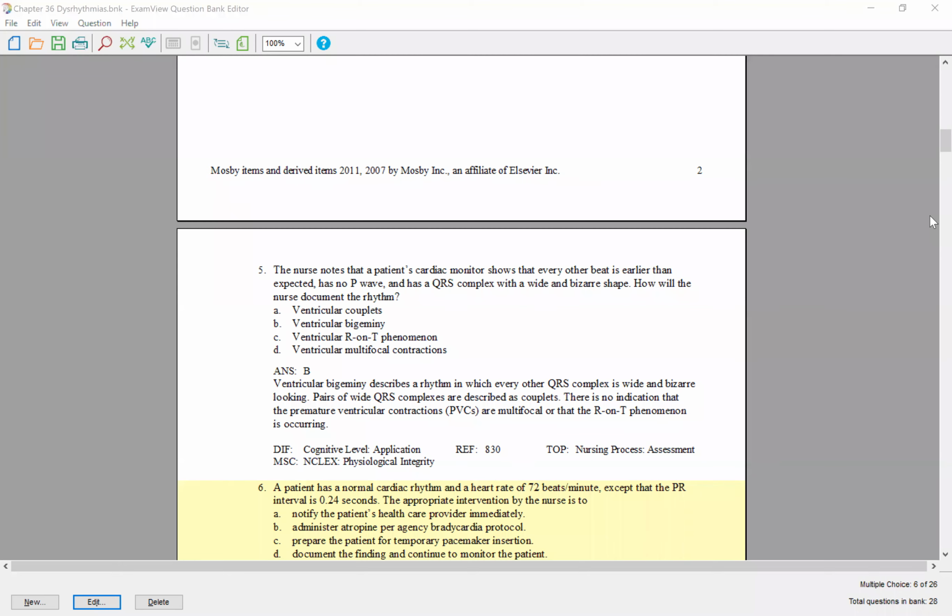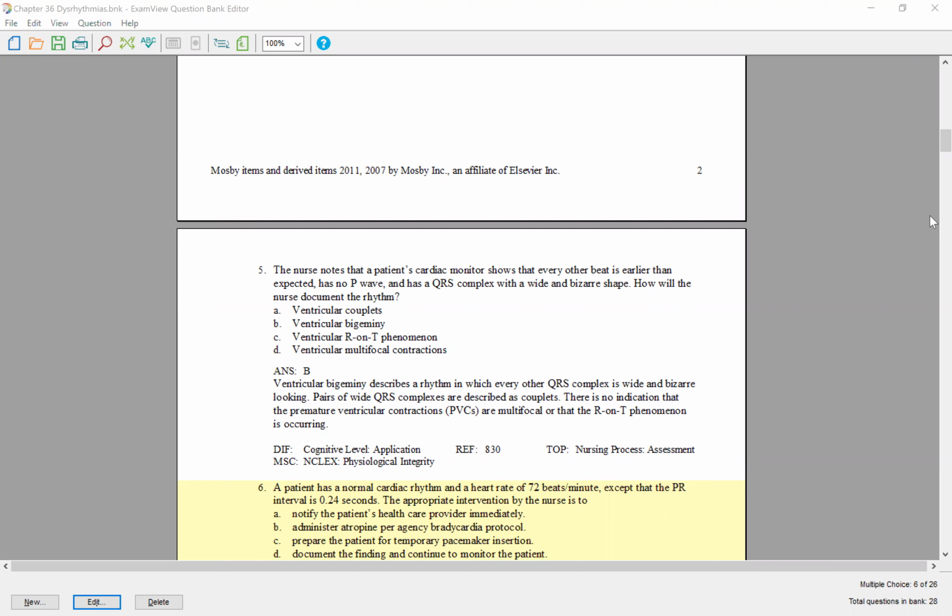Okay, it says normal cardiac rhythm and the heart rate is 72. Is 72 low, normal? Normal. And it says here, except the PR interval is 0.24 seconds. Okay, so is that normal, low, high? High. That's high.